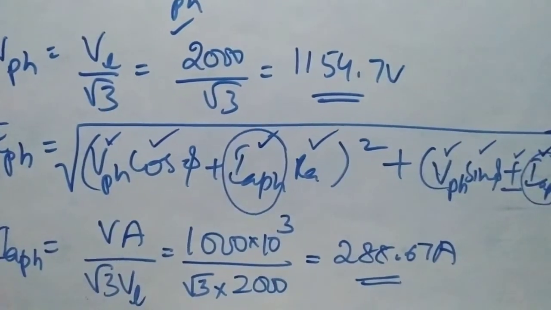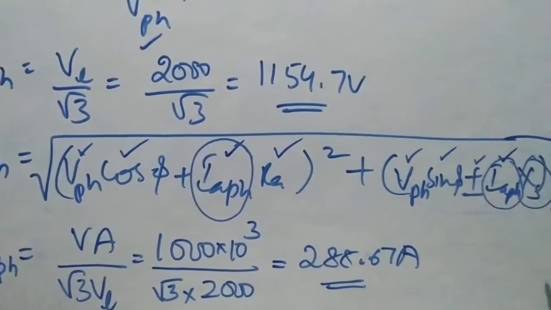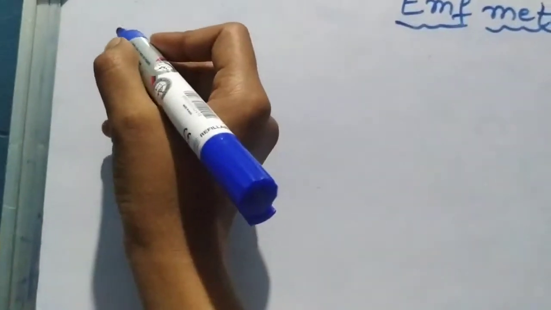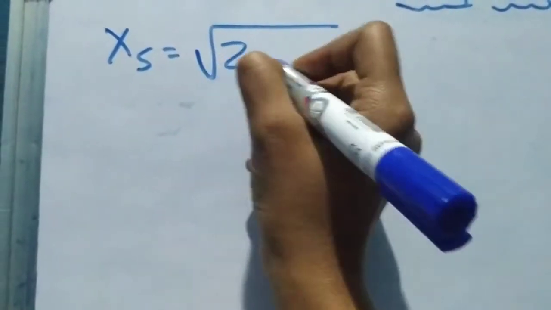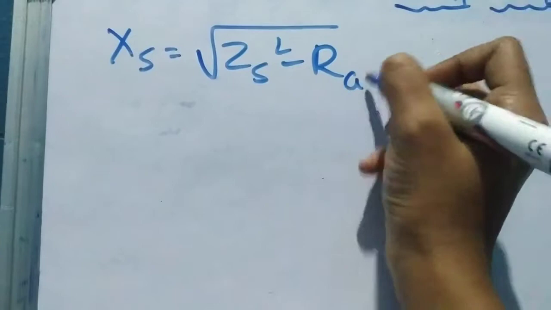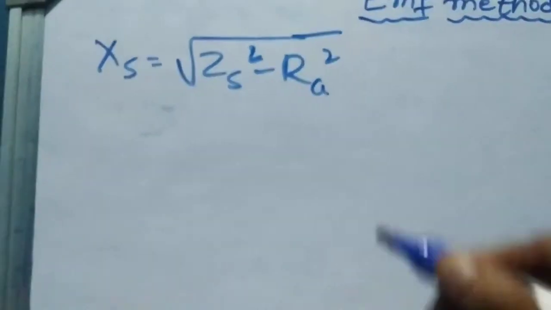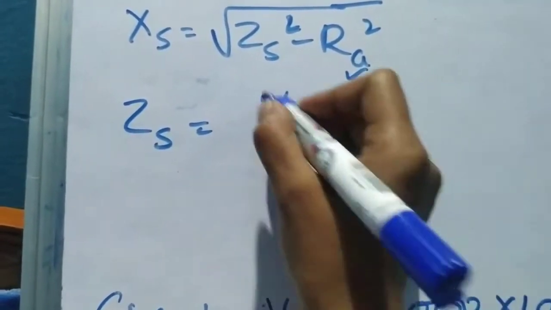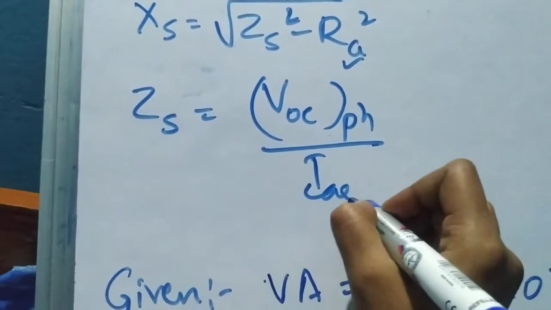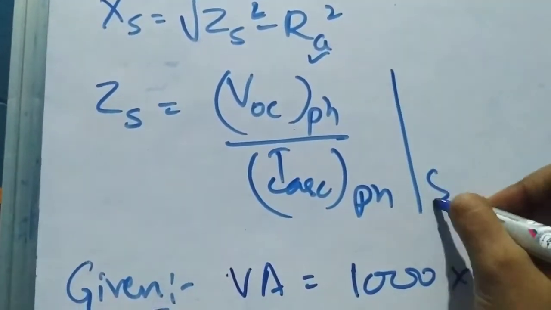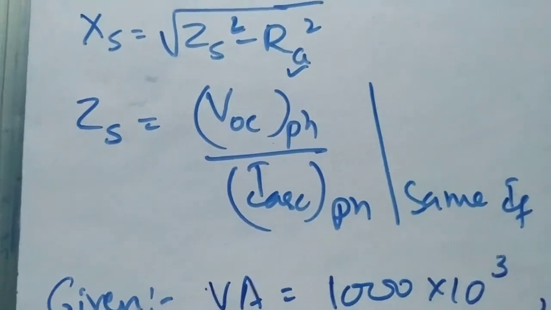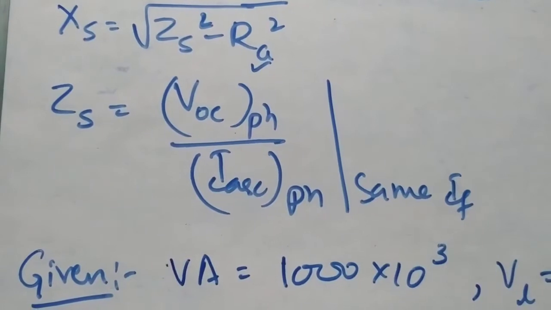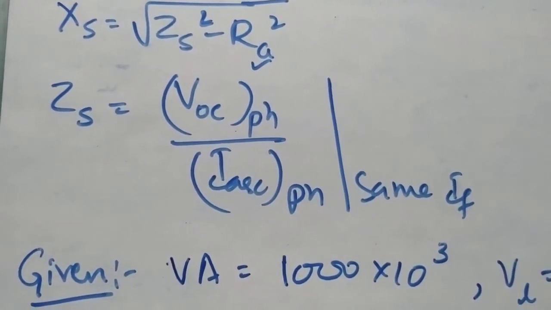Now the last aim is to determine the XS, that is the synchronous reactance. XS can be obtained by the formula XS is equal to square root of ZS square minus RA square. RA is already given. How to get the value of ZS? ZS is given by VOC phase divided by ISC phase for the same value of IF. This value can be obtained from the graph, because the VOC phase and ISC phase are not given in the problem.